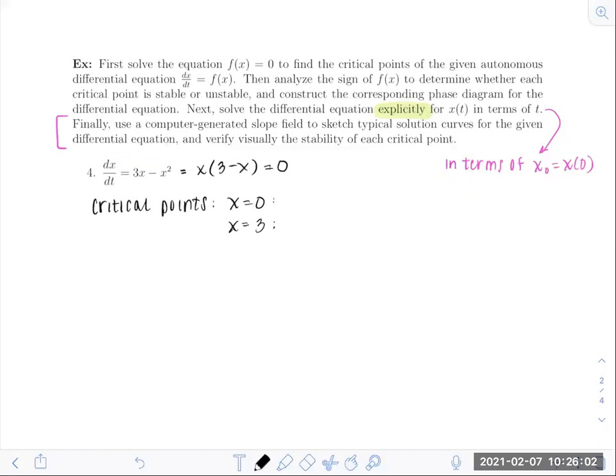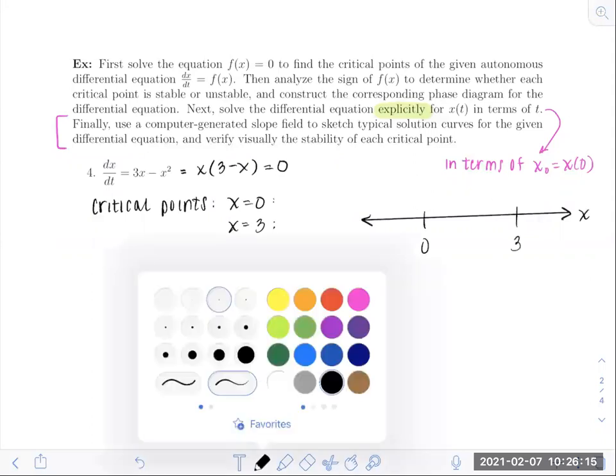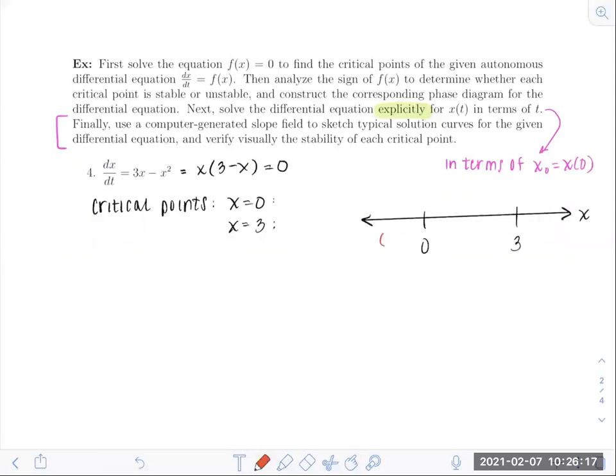So I'm writing little colons here, and then we will identify the stability. So in order to do that, let's draw our phase diagram. Let's plot our x values for our critical points, which are 0 and 3. And then pick some test points in here. Doesn't matter what they are, as long as you pick, for example, a number less than 0. So I'm choosing -1. A number between 0 and 3, I'll choose 1. And a number larger than 3, I'll choose 4.